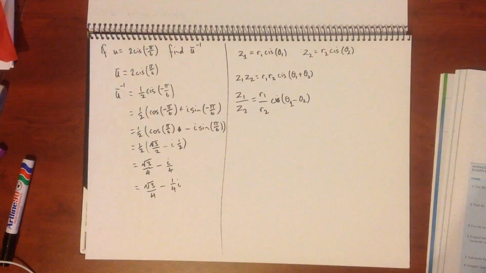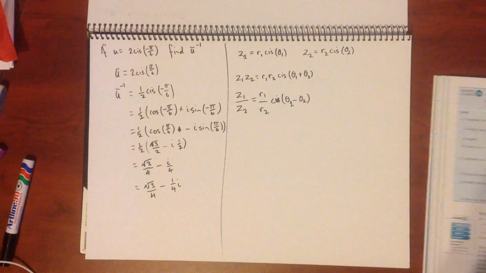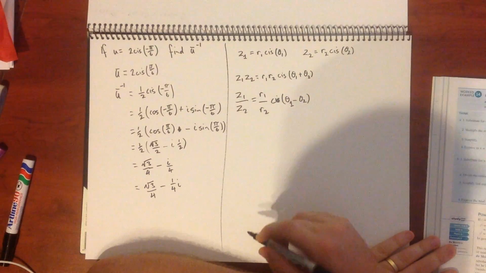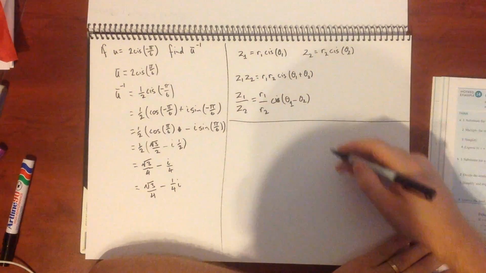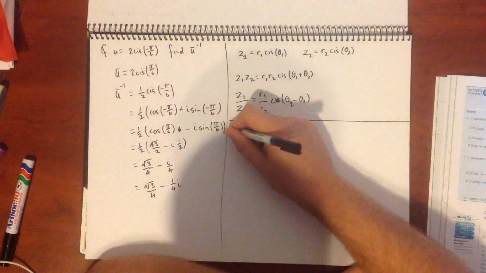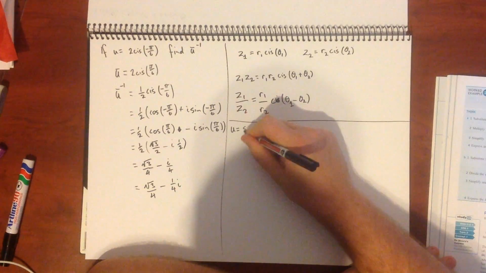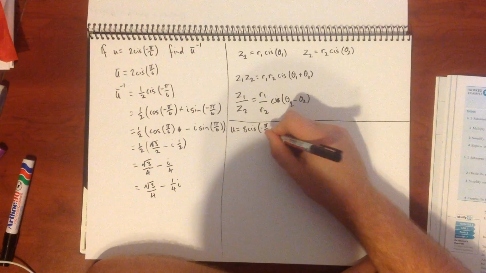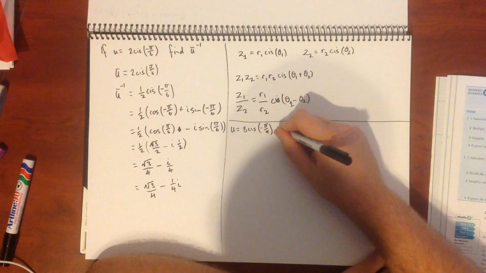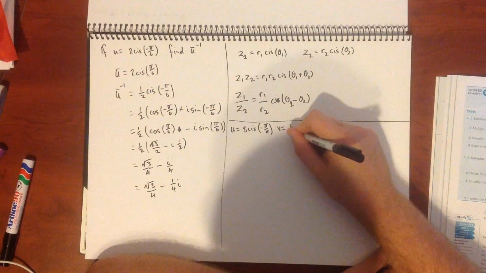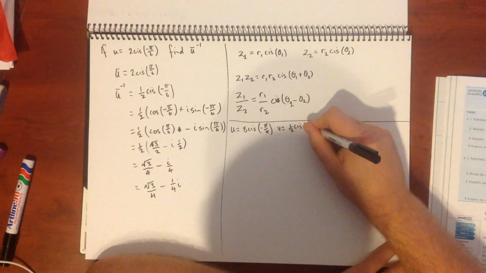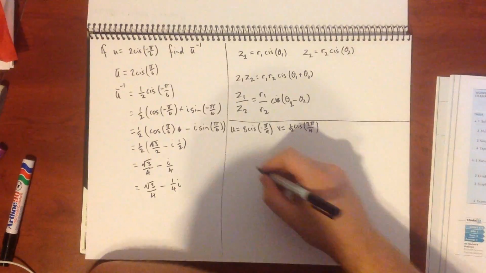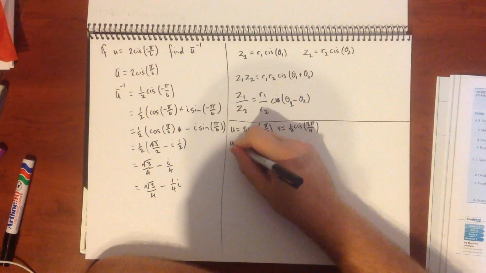There is a bit of a graphical explanation in the book, but I won't worry about that. We'll have a look at one direct example for this. We're given u equals 8 cis of negative pi on 4 and v equals a half cis of 3 pi on 4, and we're asked to find, you guessed it, uv.